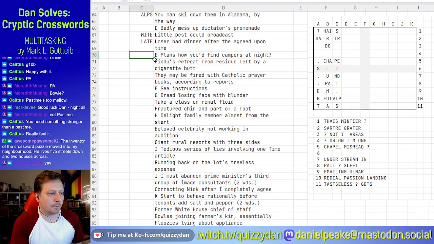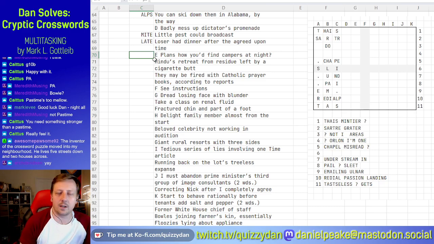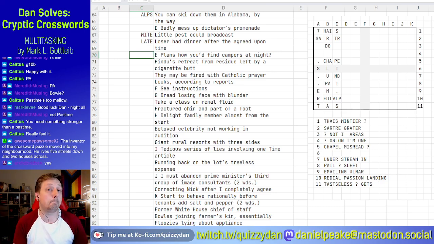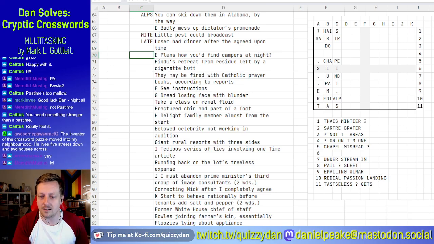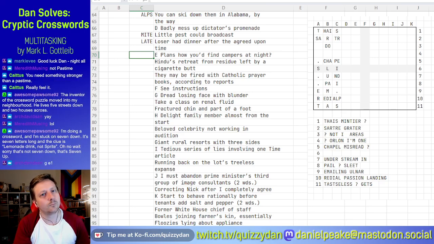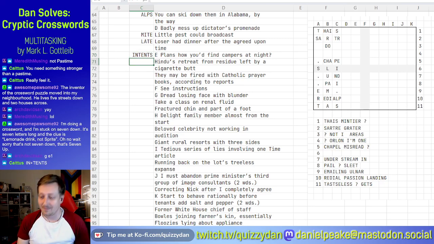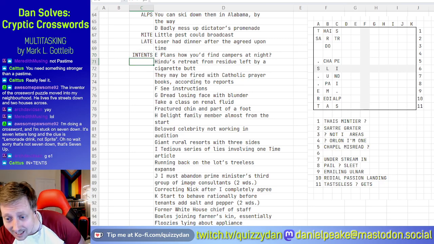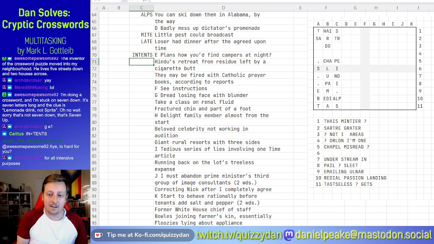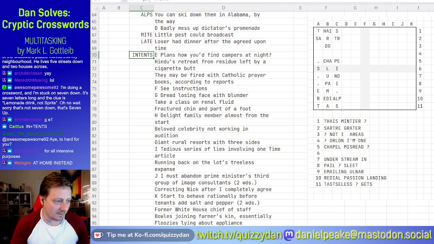Plans how you'd find campers at night. Happy with this one. This one is a play on words, a pun, if you will. Go for it if you've got it. What are your plans? What do you hope to do? What are your intents? I have a can here for later. That can is ready and waiting. Yes, it's intents. That's how you'd find campers at night. And those are your plans.